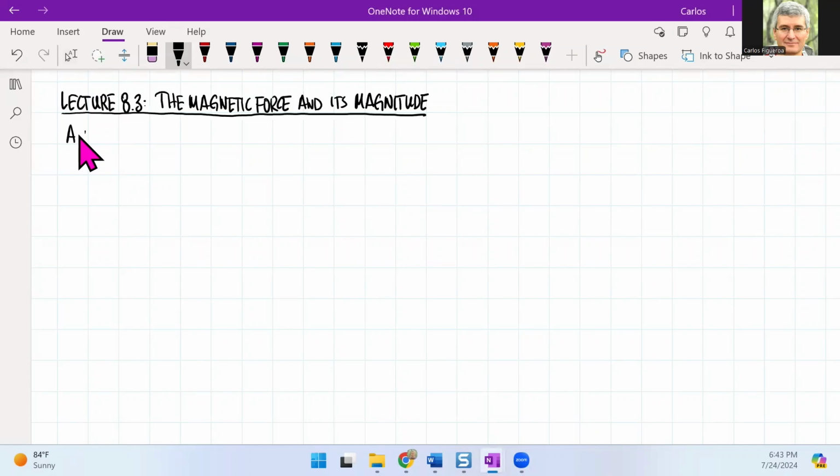A magnet produces a magnetic force on a moving charge. But we know more about how forces with fields behave.